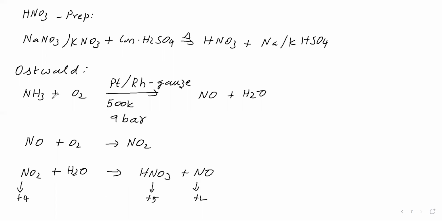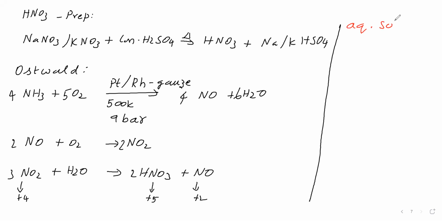Let us balance this equation. Here nitrogen 4 times, oxygen 5 times; here nitric oxide 4 times, water 6 times. It is balanced. Next, let us balance this one. Here 2, 2 we will write. We will balance this one. Here 3, here 2. Okay, we have balanced this equation. Now we got an aqueous solution of HNO3.